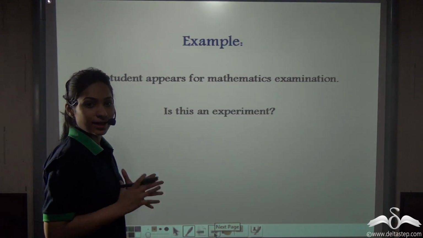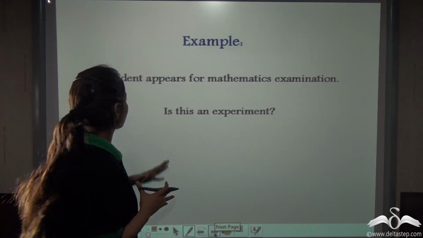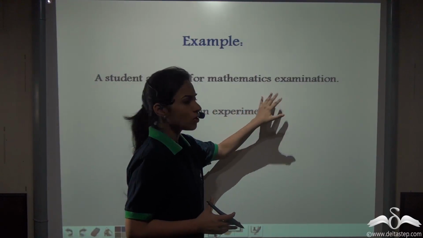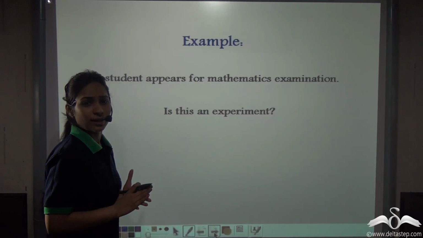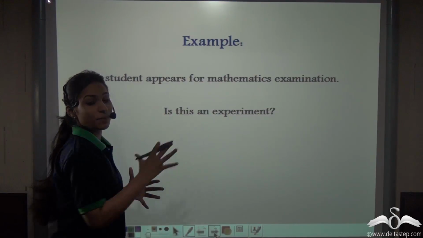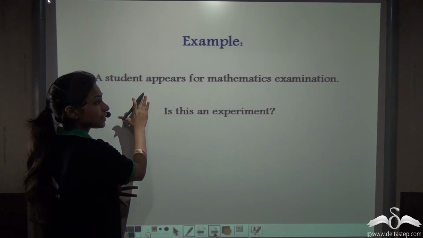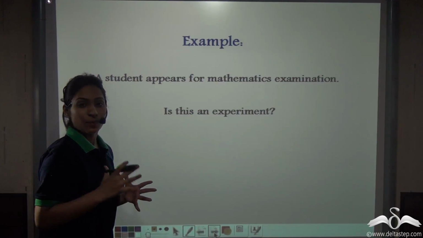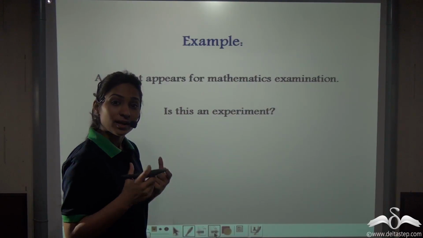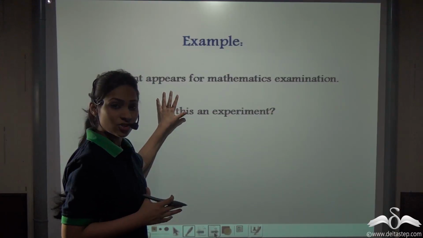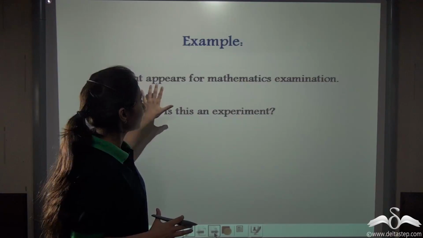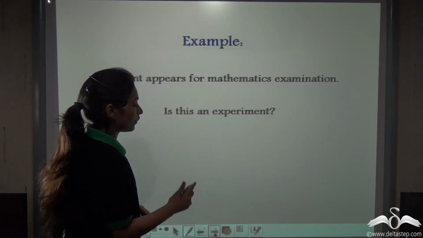So now you know what an experiment is. Now answer me this. A student appears for a mathematics examination. Is this an activity? First of all, tell me that. Well, yes, this is an activity. Now, is this an experiment? Well, what is an experiment? It is an activity that leads to a set of clearly defined outcomes. So let us check whether this activity has some outcomes or not.